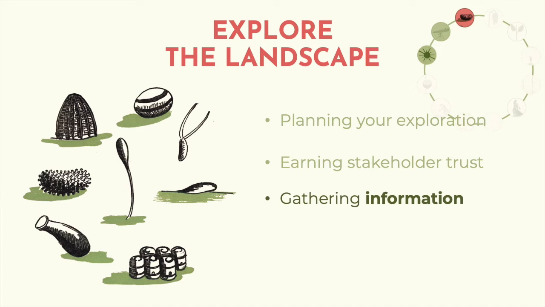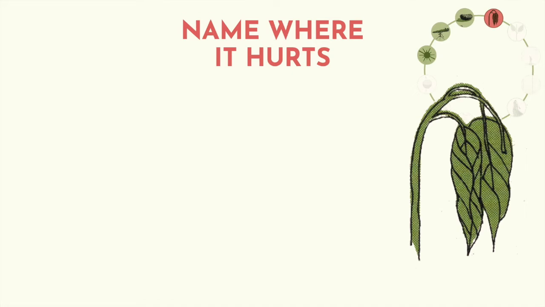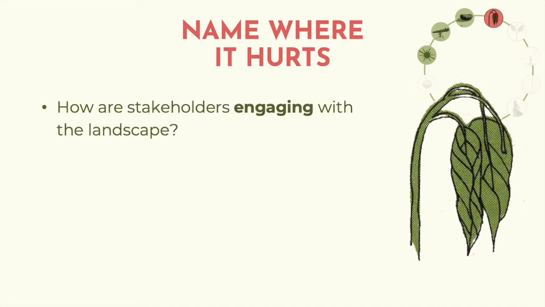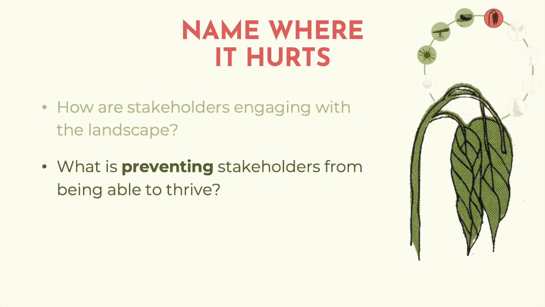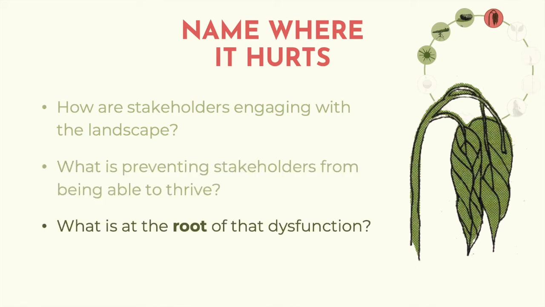From there, we move on to the step that's called name where it hurts. By this point in the process, you should be starting to get a pretty good idea of what's going on in your social landscape. And so this is where we move from observation of what are the individual data points to assessment. What do those data points mean? Specifically, we want to ask the question of what is the source of dysfunction in the social landscape? What are the root causes of what's not working? And so we're going to identify that through a number of different analysis exercises.